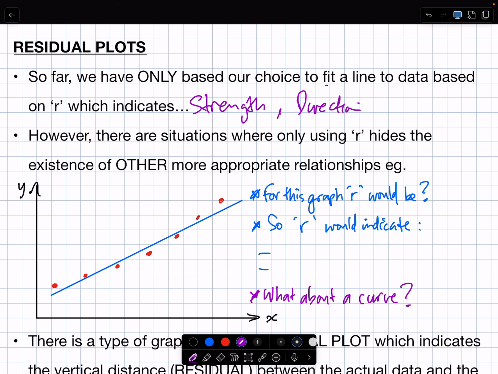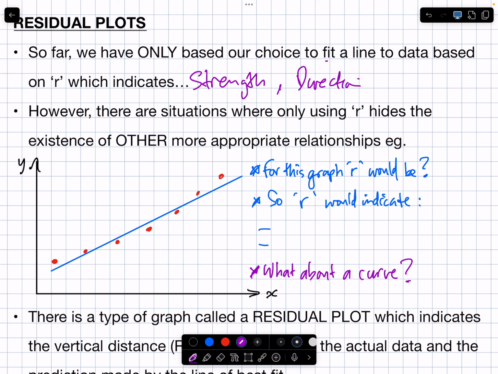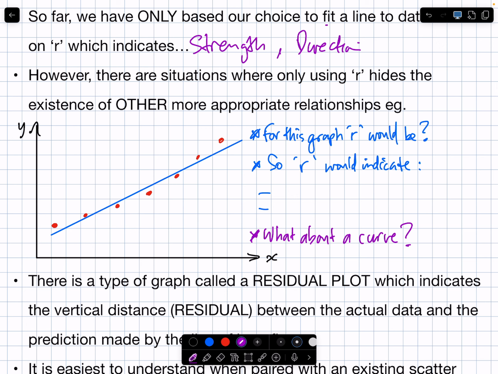Right now, all I have taught you is that we interpret a correlation based on R, only based on strength and direction. But there are some situations where only using R hides the existence of other more appropriate relationships. Look at this graph here. Have I done a linear regression through that with a blue line? Are those red dots real close to that blue line?